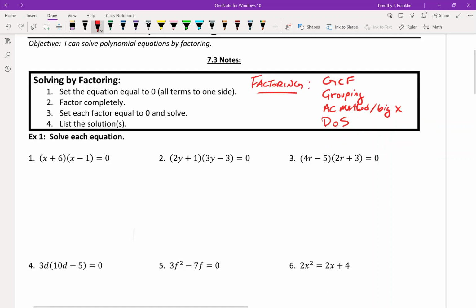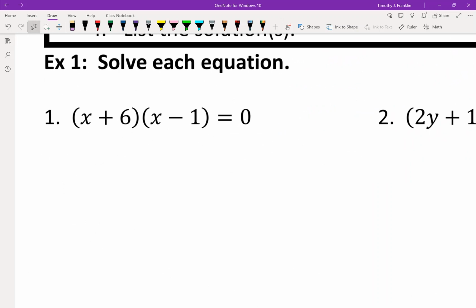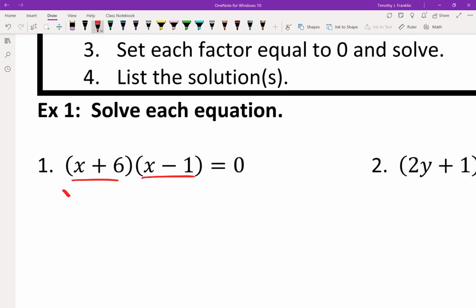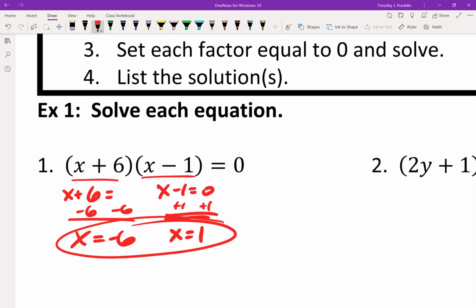All right, so the first 4 here are already factored for us. They've been set to 0, they've been factored. All we have to do is find the solutions. Just like step 3 says, we set each factor equal to 0 and solve. So x plus 6 equals 0, and x minus 1 equals 0. You can see it's just the opposite of these numbers. x equals negative 6, and x equals 1. So we have our 2 solutions here, negative 6 and 1.